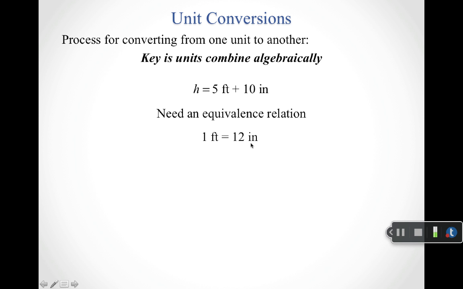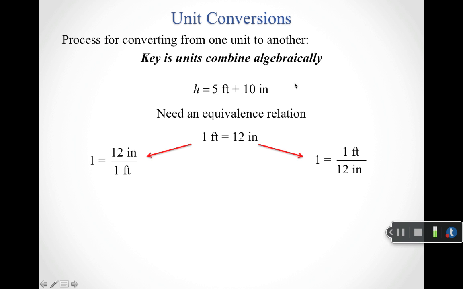Now, I could also use the equivalence relation that 1 inch is equal to 1/12 of a foot. That's also an equivalence relationship that I could use, but we tend to write these from one of the larger things equals so many of the smaller things. Either way, it doesn't matter, as long as I have an equivalence relation. So what am I going to do with this equivalence relation? Well, there are two ways that I can make this work for me, and largely it depends on what I want to end up with for my final height. Do I want it in feet or do I want it in inches?